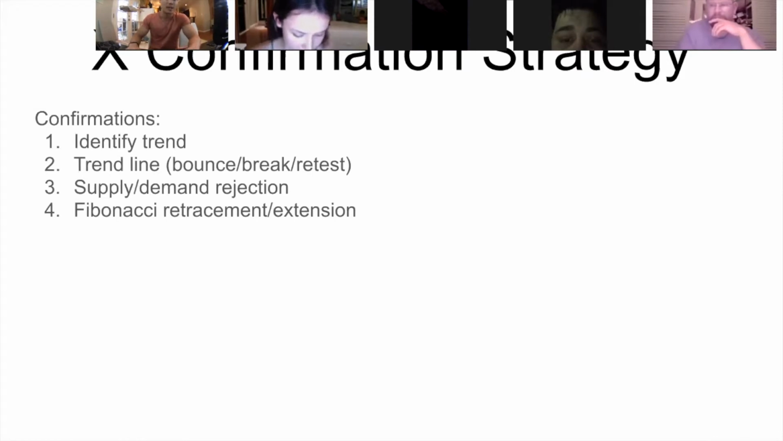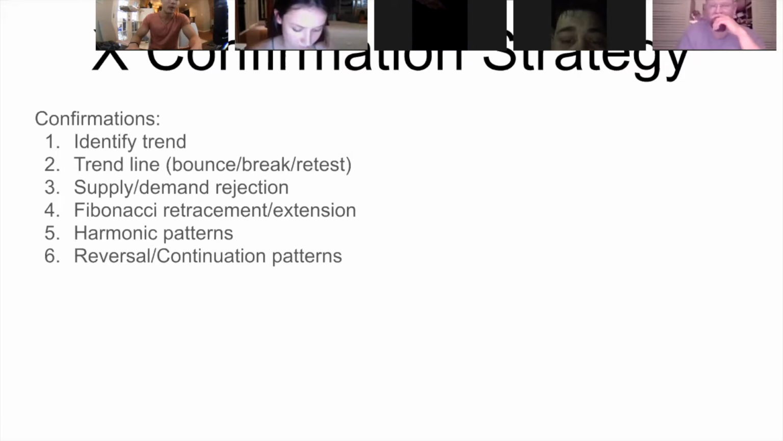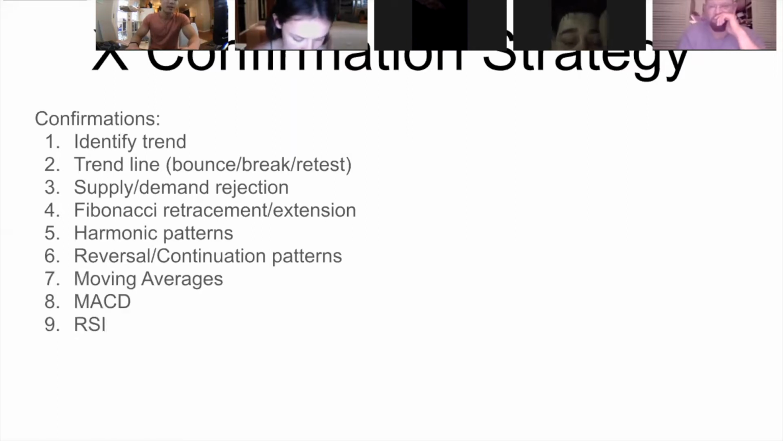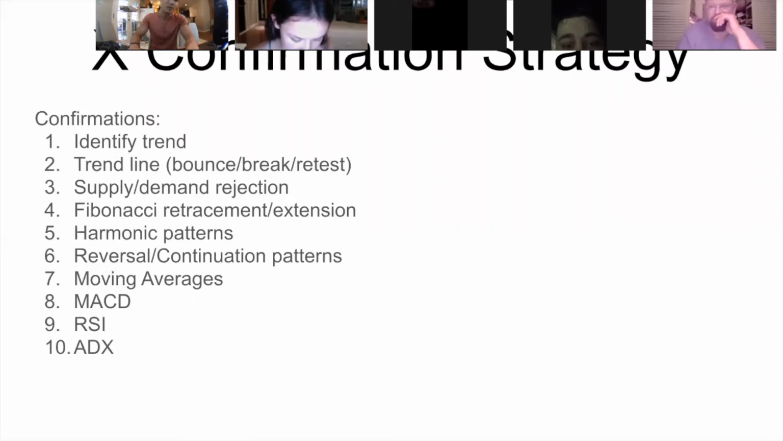Fibonacci retracement extensions, harmonic patterns, reversal and continuation patterns, moving averages, MACD, RSI, and ADX. So these are some of the ones to be using. I'm going to use a few more I didn't list. I'm just trying to give you examples of how to use 10 confirmations together.